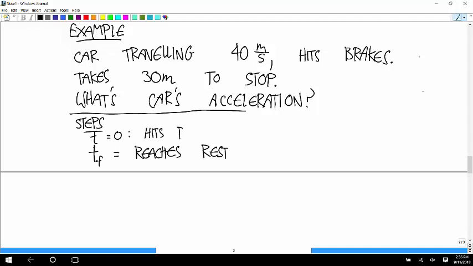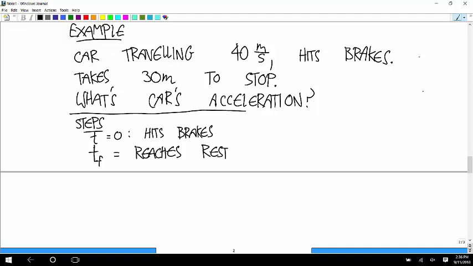Is when the car hits the brakes. And what we know there is we know that once we choose our directions, we're going to know the velocity. It's either going to be positive 40 if we choose our positive in that direction, or negative 40 if we choose the opposite direction.